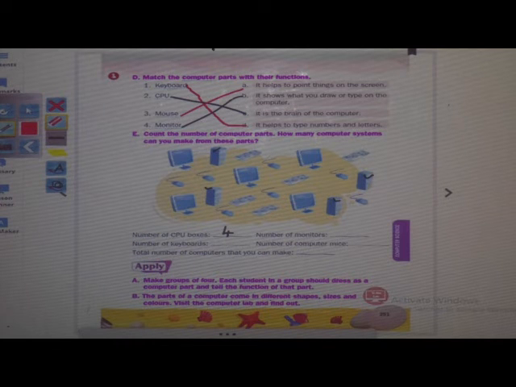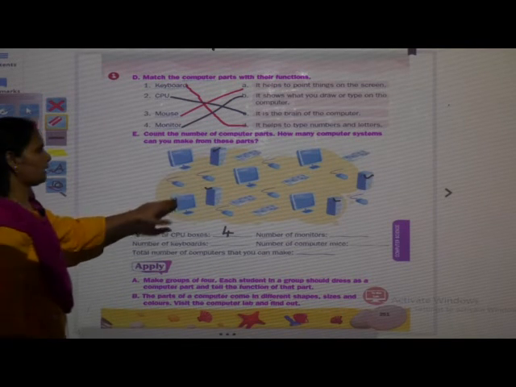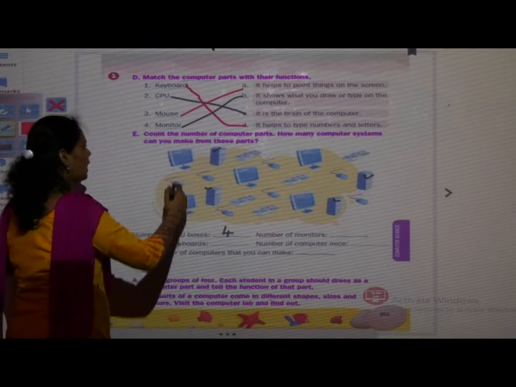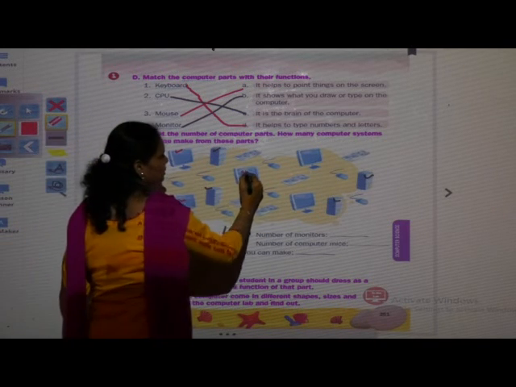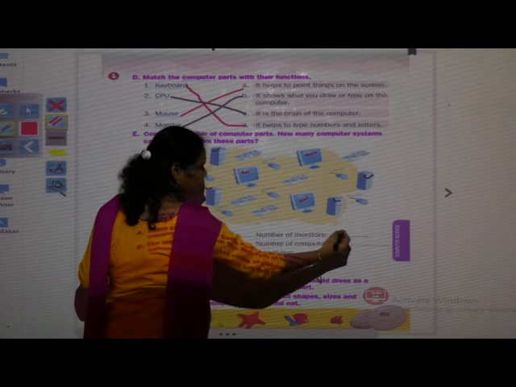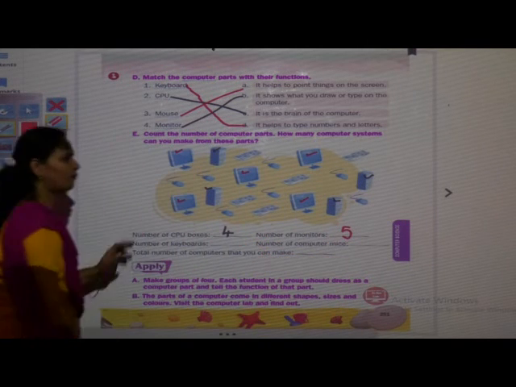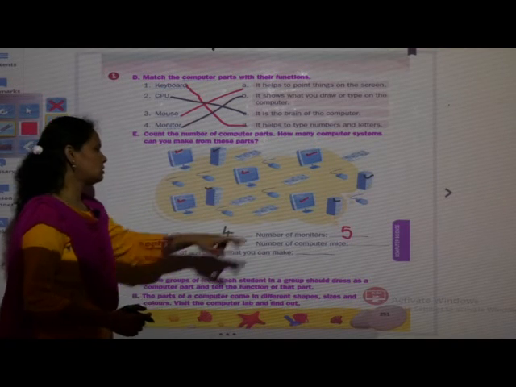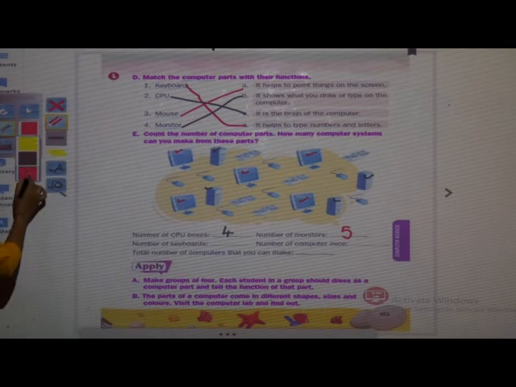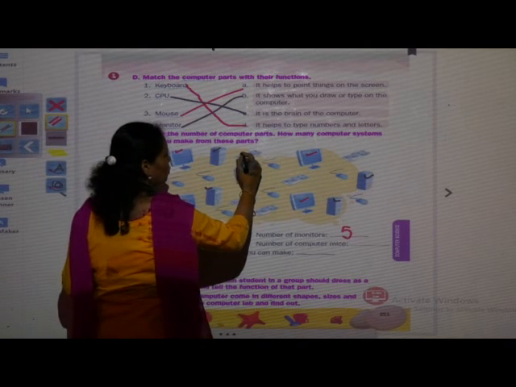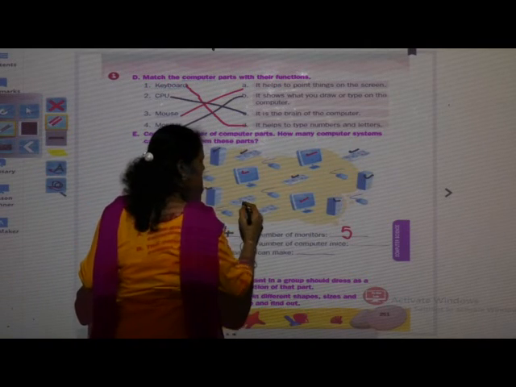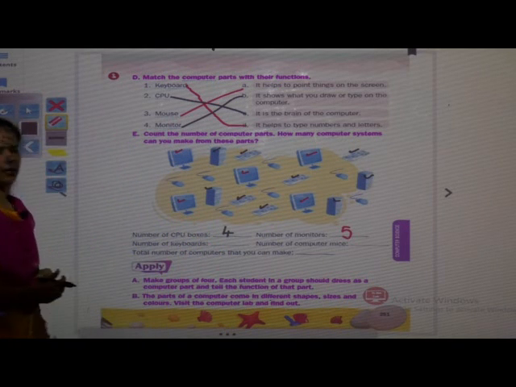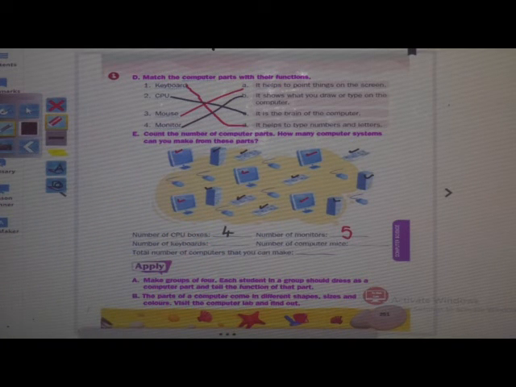Next, number of monitors. Monitors, can you identify? Yes, so you have to count. 1, 2, 3, 4, 5. You have to write here number 5. Done. Next, number of keyboards. So you can see here keyboards. Come on, count the keyboards. 1, 2, 3, 4, 5. How many keyboards are there? 5.